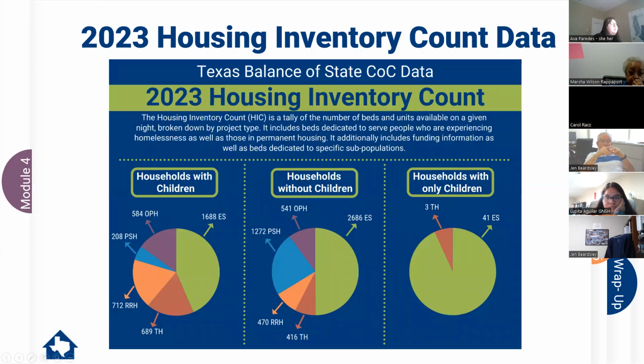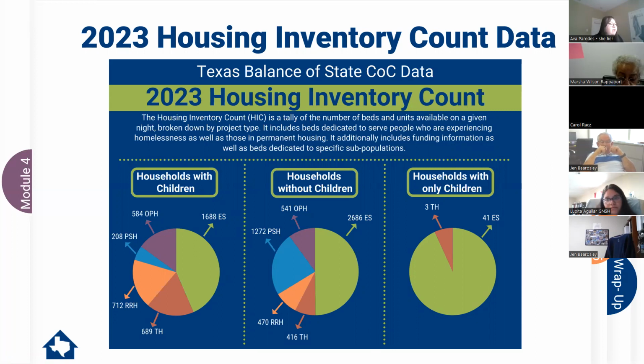And here is some of the, not the point in time count, the housing inventory count data for 2023. It's broken down into three sections when we report it to the Department of Housing and Urban Development. We have households with children, households without children, and households with only children. Those households with children include at least one adult and one child. Households without children are households that just have adults, no children under the age of 18. And then households with only children include people that are all under the age of 18.